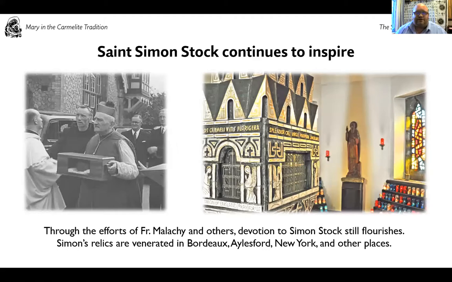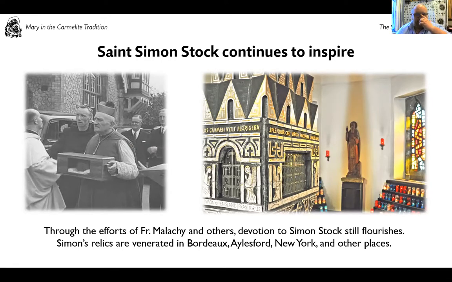St. Simon Stock certainly continues to inspire. When Aylesford was re-established, the Archbishop of Bordeaux brought over Simon Stock's skull from the shrine in the cathedral, and it's now in this beautiful reliquary at Aylesford Priory. There are relics of Simon Stock venerated still in Bordeaux, at Aylesford, in New York and other places. And he's one of the saints we can be sure the relics we have are actually him, because there's a continuous story, a knowledge of where his remains have been, not so with all the saints.